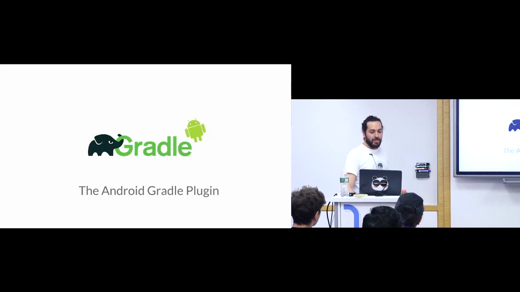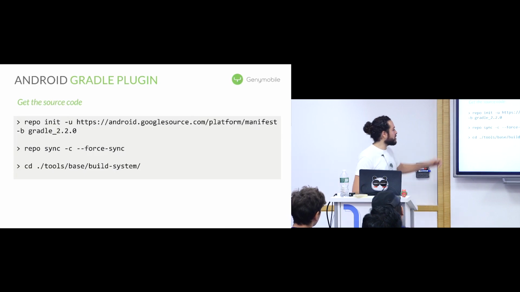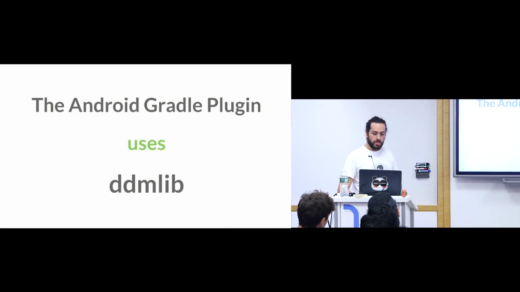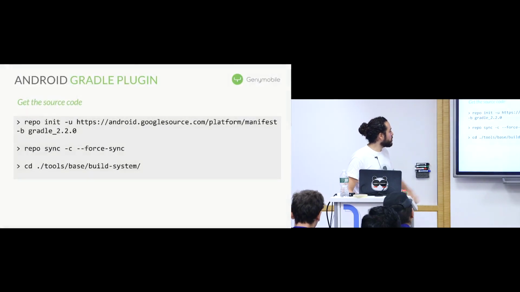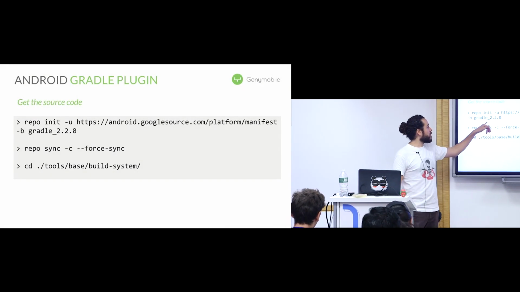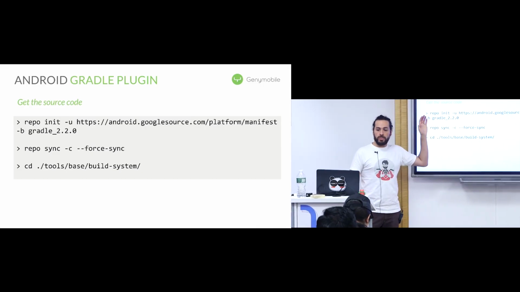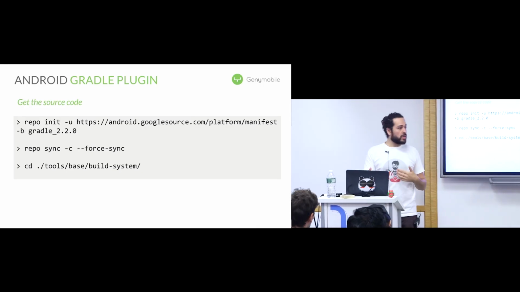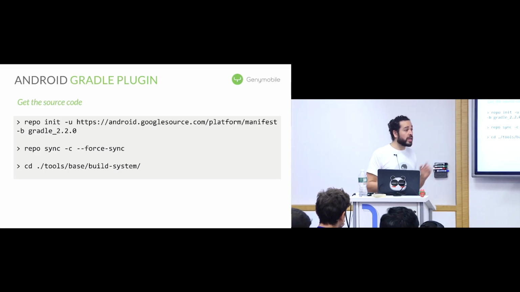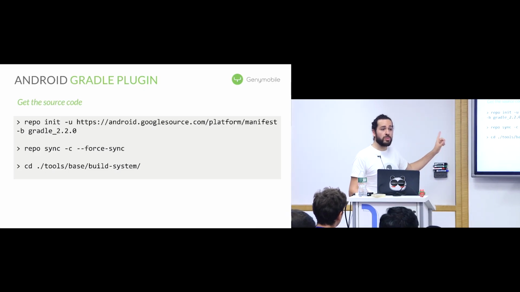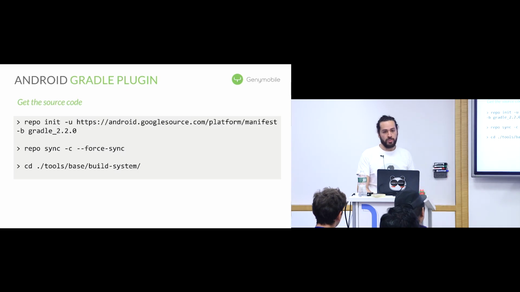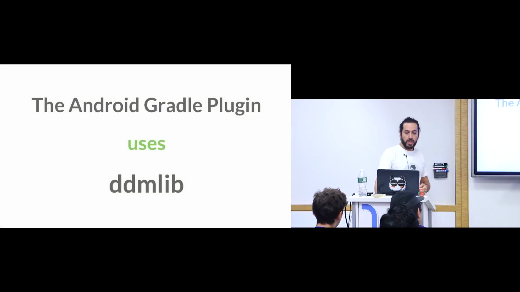Okay, the Android Gradle plugin. You can still get the source code, exactly the same thing. And you have the branch, which is Gradle_2.2.0, which is the last release of the Gradle plugin. So you can have the source code of all these tools that you use every day. And you can learn many things. And I learned a few things that I want to share with you by reading them.